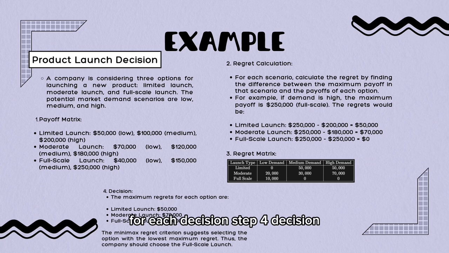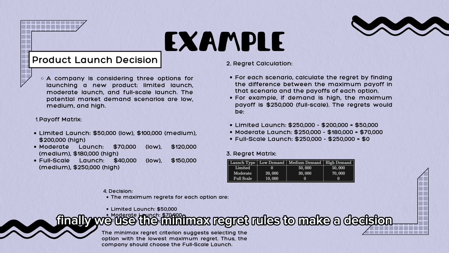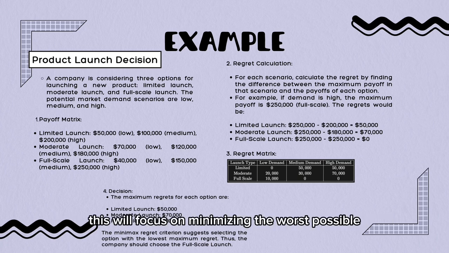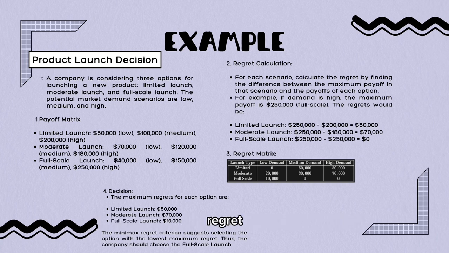Step 4. Decision. Finally, we use the Minimax regret rule to make a decision. This rule focuses on minimizing the worst possible regret. To do this, identify the maximum regret for each option. Limited launch, the maximum regret is 50,000. Moderate launch, the maximum regret is 70,000. And full-scale launch, the maximum regret is 10,000.